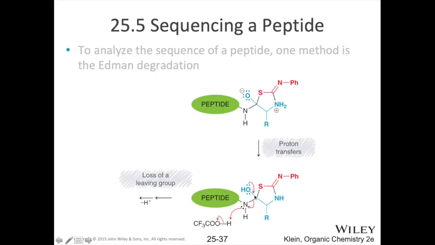Okay, so when it does that, it basically closes this ring. We get this ringed intermediate. We do a proton transfer here, and that oxygen can come down and reform a carbonyl, and so kick off this group from the rest of our peptide chain. Notice that this nitrogen of this amide bond becomes the new N terminus.